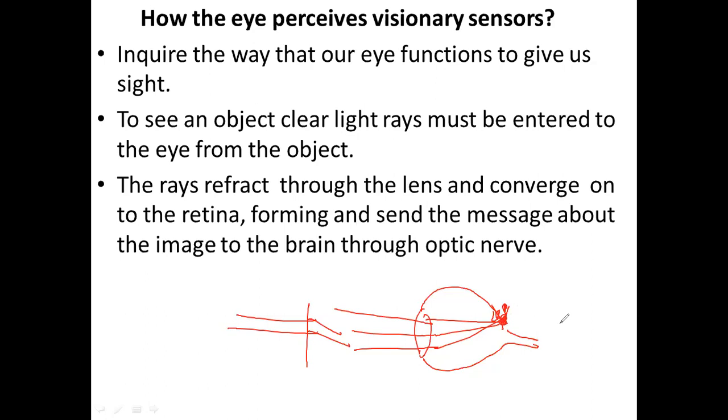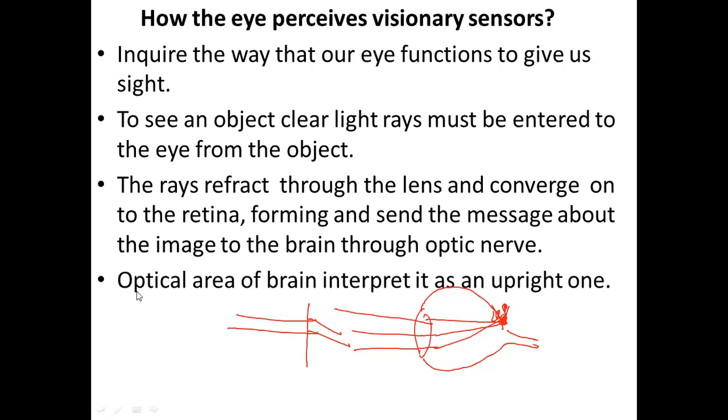The image is sent to the brain through the optic nerve. The rays refract at the lens and converge on the retina, forming the image, and send the message about the image to the brain through the optic nerve. Then only we can identify the image. At the optic area of the brain, it is interpreted as an upright one. Only the optic area of the brain identifies this. The eye lens is convex.